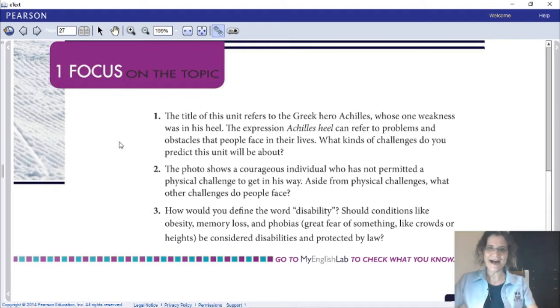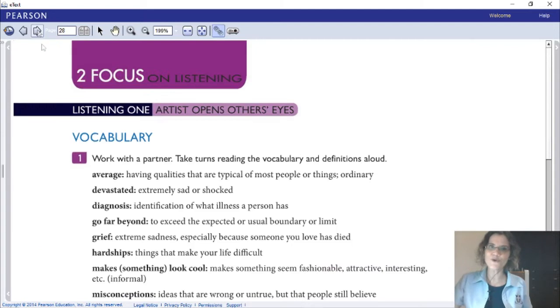Number three, how would you define the word disability? What does that mean to you? Should conditions like obesity, memory loss, phobias, great fear of something like crowds or heights be considered disabilities and protected by law or not? Okay, write down some of your ideas over there, and in our next meeting, we are going to discuss that. Cool.